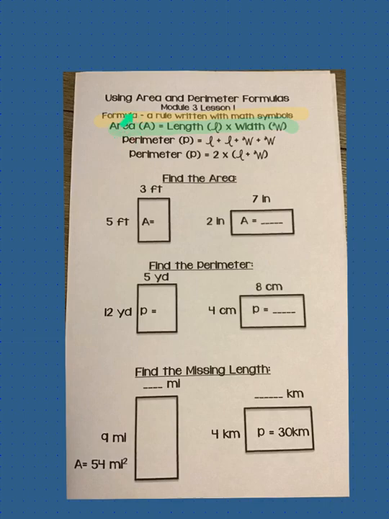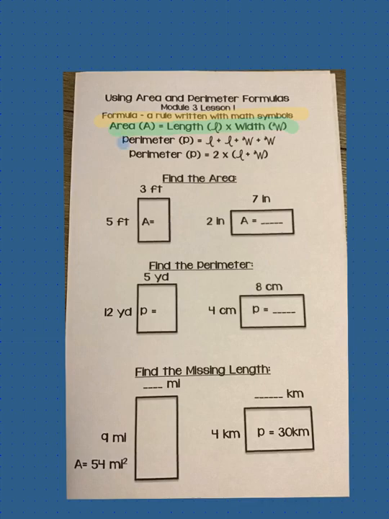Okay, so when we're finding area, we're finding how much space is inside something. So inside this rectangle, we're going to go length times width. When we find this, we're going to have to use a unit, right? We see feet here, inches here, yard here, centimeter here. It is going to be squared because it's how many square units are inside this box. All right. The other formula we're going to use is perimeter.